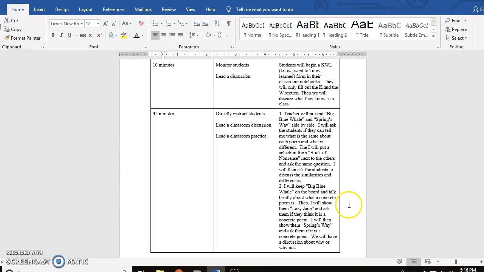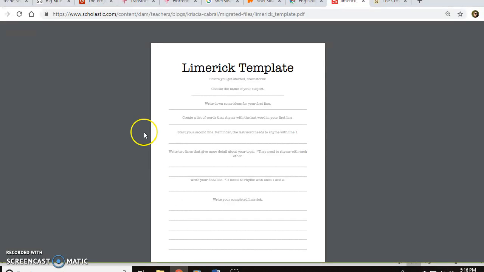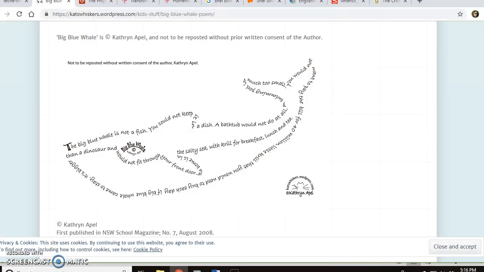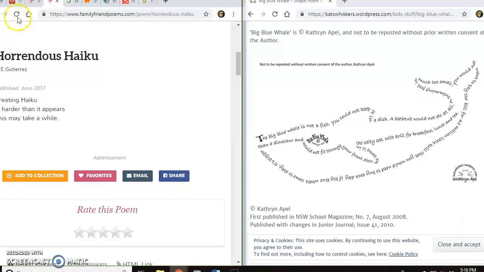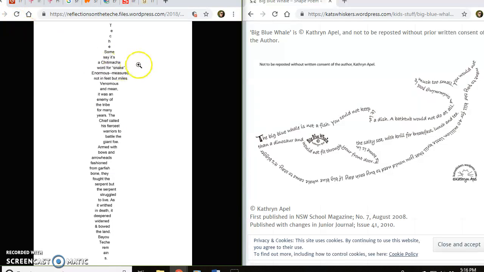So the first thing I'll talk about is the Big Blue Whale and Spring's Way. I'm going to put those side by side. So the Big Blue Whale over here, and then we'll do, I think this is the right one.